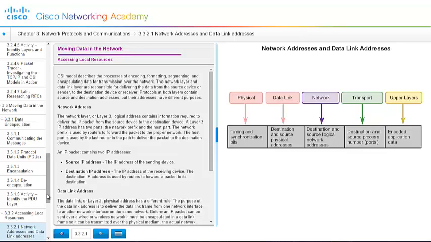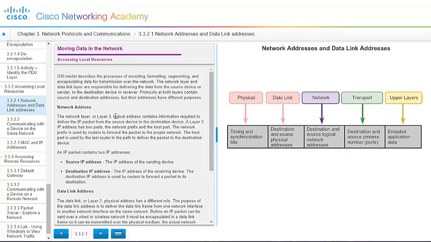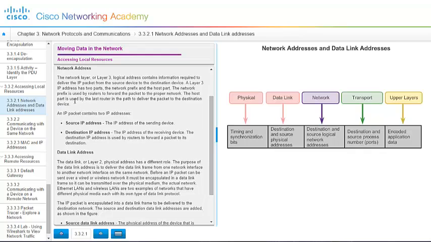Now, accessing local resources. The OSI model describes the processes of encoding, formatting, segmenting, and encapsulating your data for transmission over the network. And the network layer and the data link layer are responsible for actually delivering the data from the source device or sender to the destination device or receiver. Protocols at both layers contain source and destination addresses, but their addresses have different purposes. With the network address, the network layer or layer 3 is a logical address, and it contains information required to deliver the IP packet from the source device to the destination device.